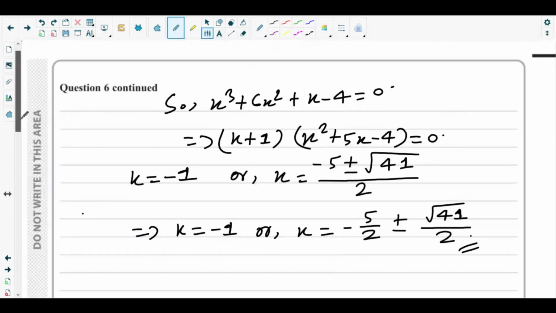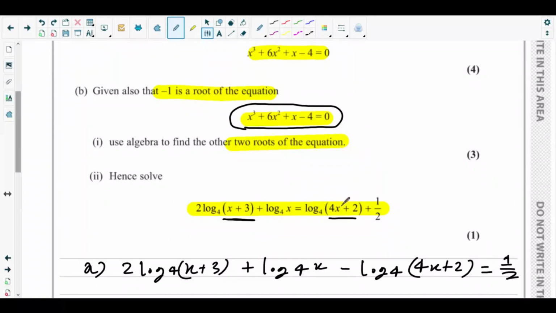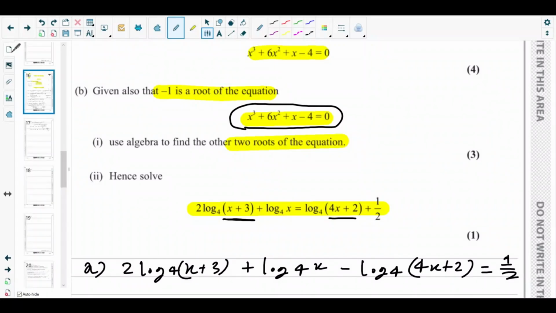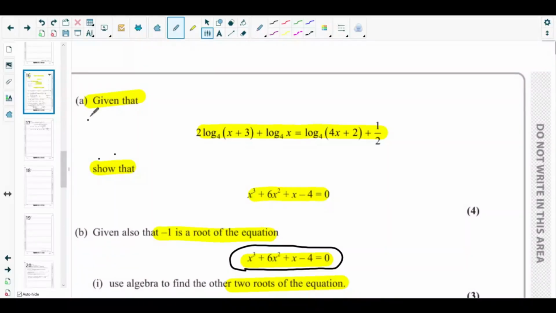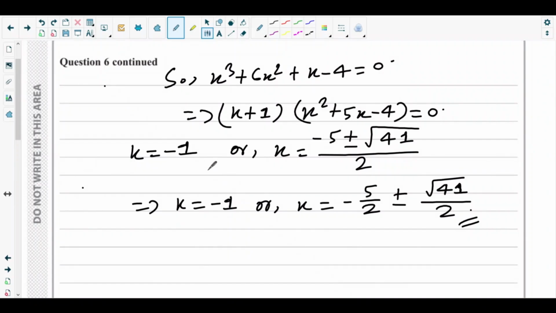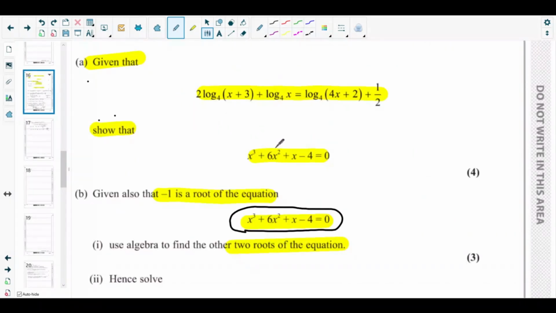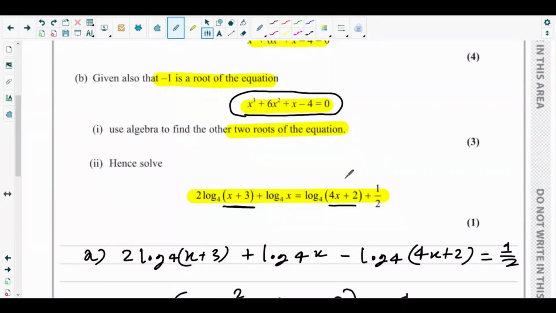Let's see. Consider the parts within the bracket, x plus 3 and 4x plus 2. So which one will give a negative value? If you consider x equals to negative 1, then you are getting negative 4 plus 2, which gives negative 2. So x equals to negative 1 is not acceptable.